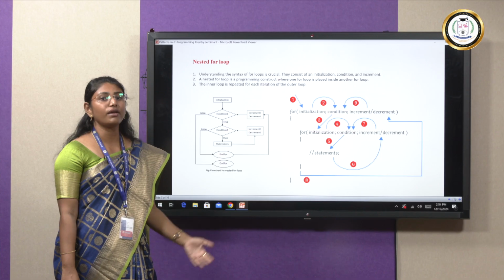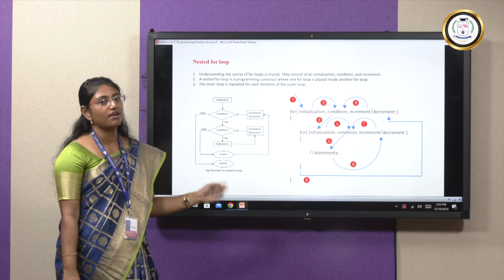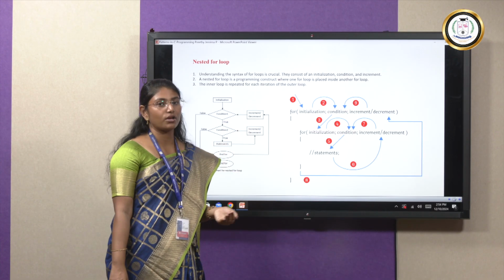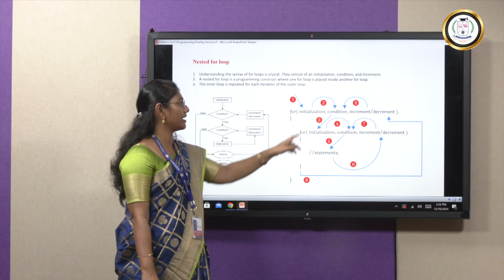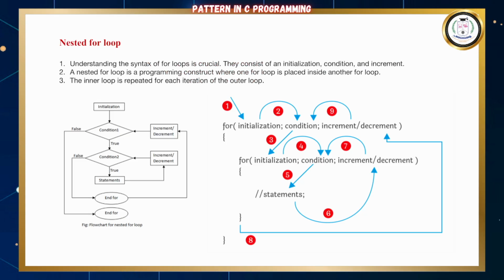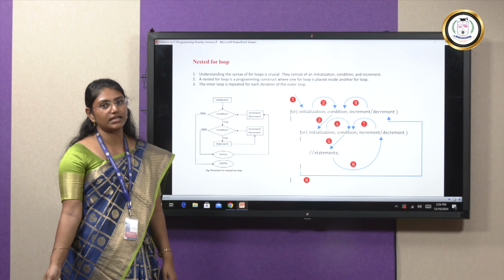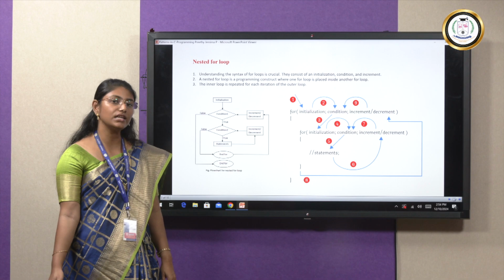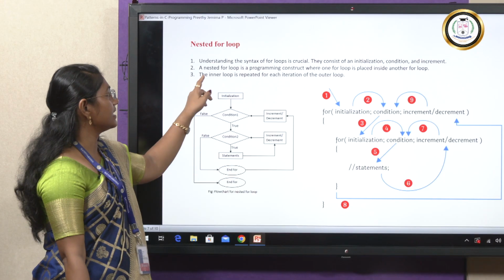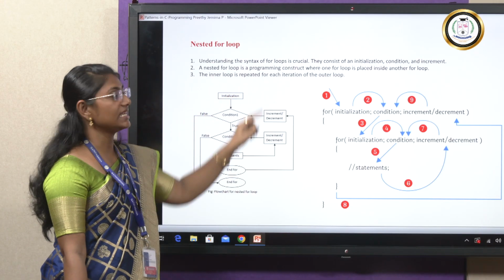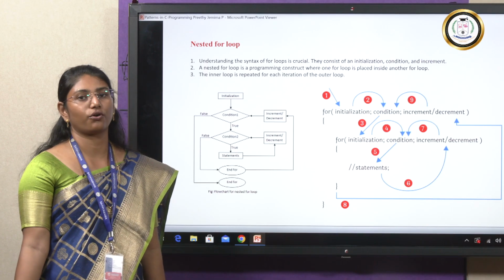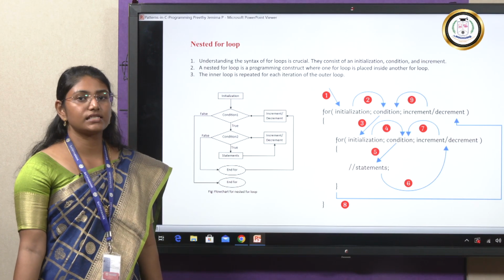So your question can be, how long will this for loop run? So first the process, that is the workflow, goes in this way. The outer for loop's initialization happens first, then goes with the condition. If my condition is true, it will go with the inner for loop. In the inner for loop, again one initialization happens, it checks the condition and allows you to enter into the inner for loop. So here you can see that the inner for loop is repeated for each iteration of the outer for loop.